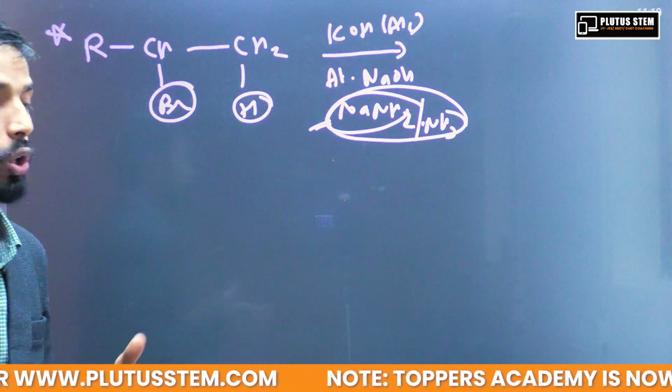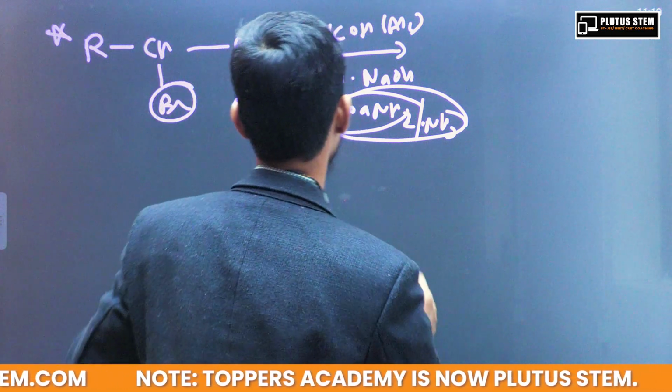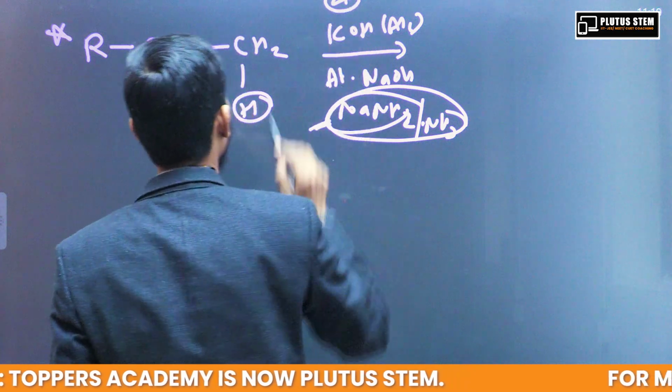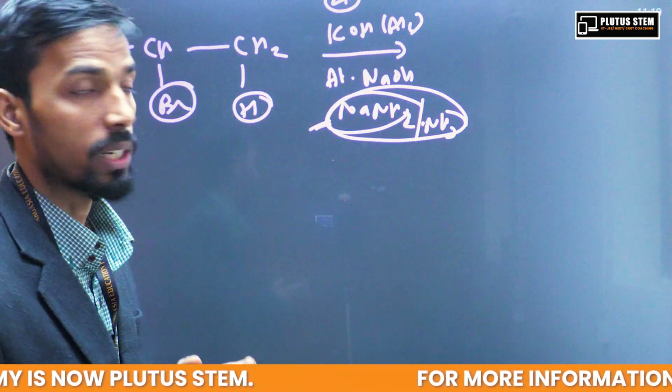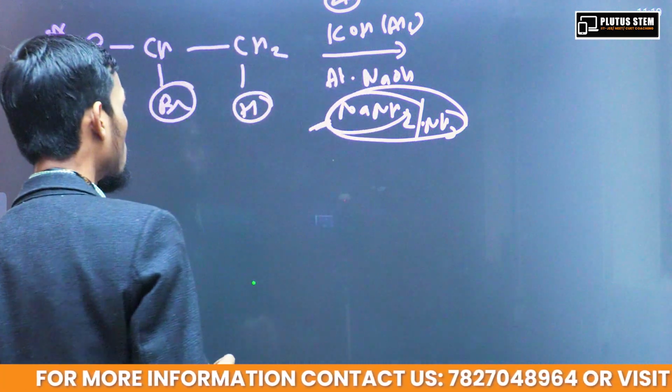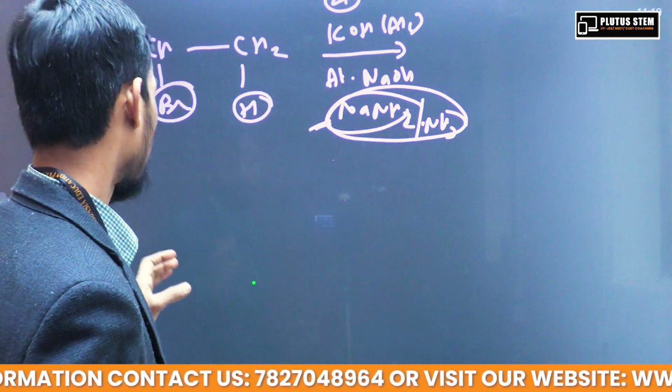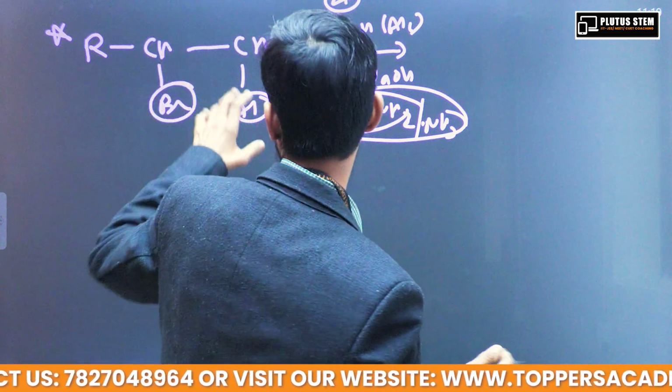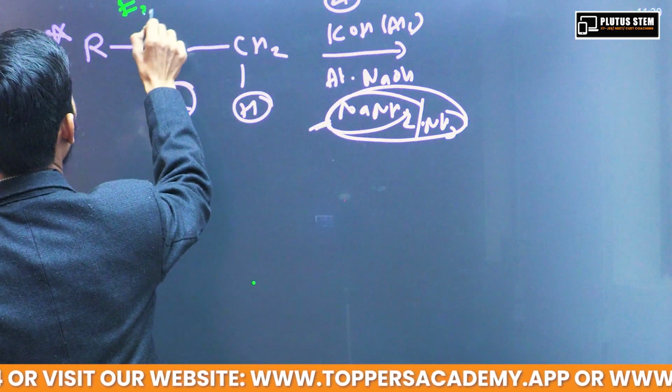So when we take this type of base in presence of heat, then E2 elimination takes place. Then what is going to happen? E2 elimination will take place. In this strong base case, they are going to follow the E2 mechanism.